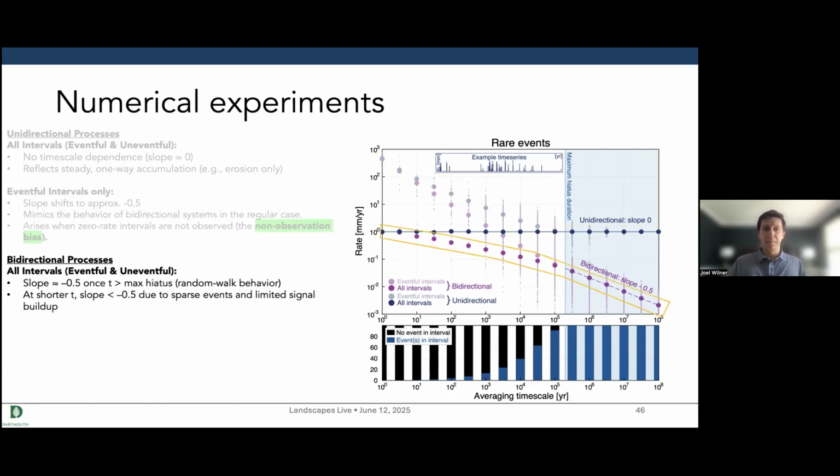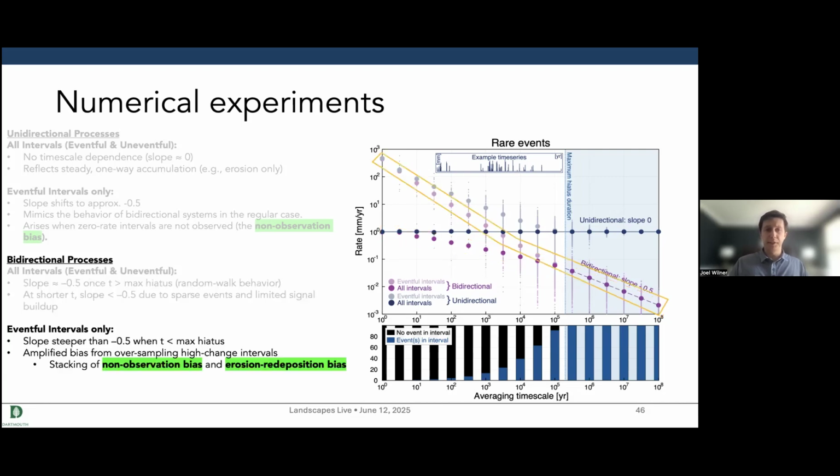So now looking at bidirectional processes, you have the consideration of all intervals, both eventful and uneventful, where you have this slope of -0.5 once your time scale is greater than the maximum hiatus duration. And again, this is reflective of that random walk behavior. However, what's interesting is that at shorter time scales you still have a slope, a Sadlerian effect, but it's less than that -0.5 value due to the sparseness of events and limited signal buildup.